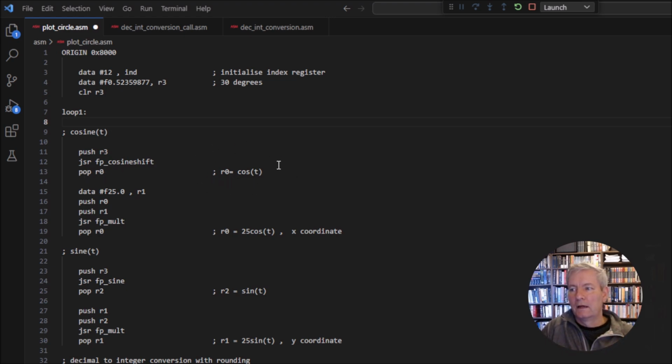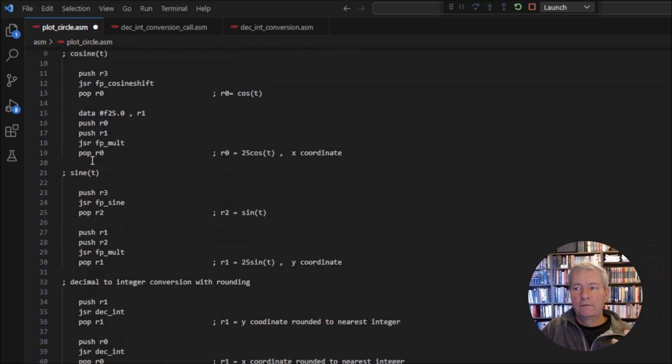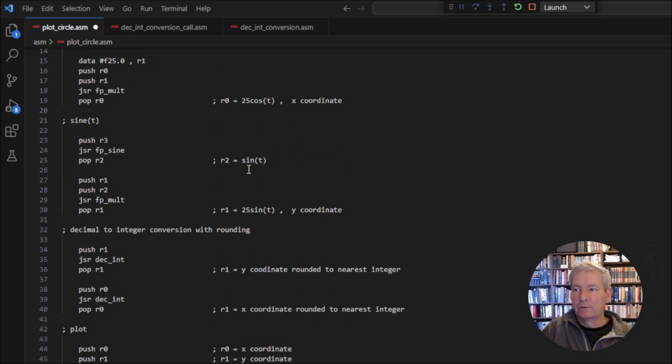So the output here is cos of the angle t, and then we have to multiply it by the value 25. So I've put 25 in R1, and then I've pushed the values R0 and R1 onto the stack. So that's the cos t and the 25 onto the stack, and then I've called the subroutine fp_multiply. So that's a fixed point multiply subroutine, and then we return the value so we can pop it into register R0. So register R0 is going to be 25 cos t. So this is going to be our x coordinate. Now we want to do the same for the sine function.